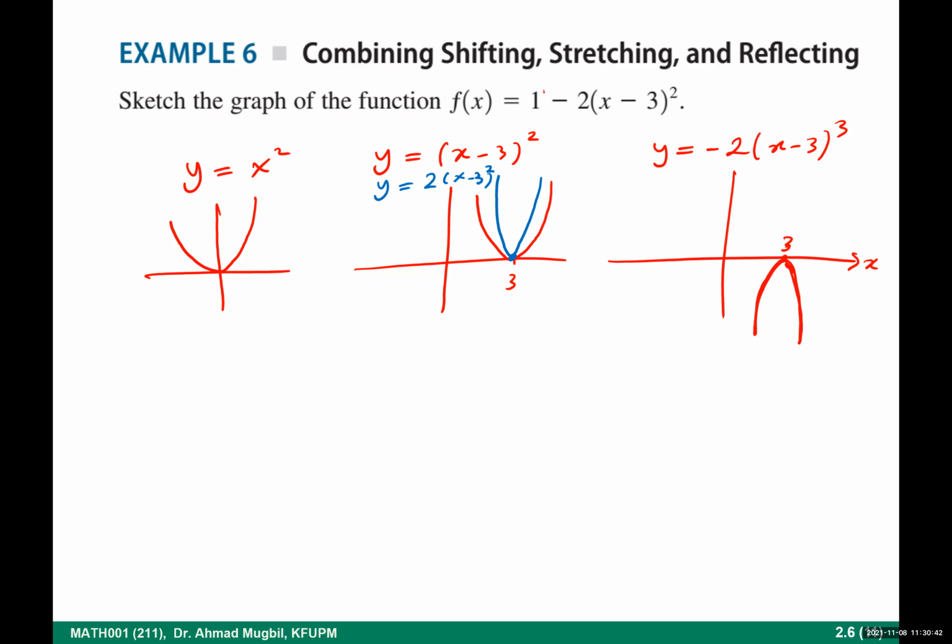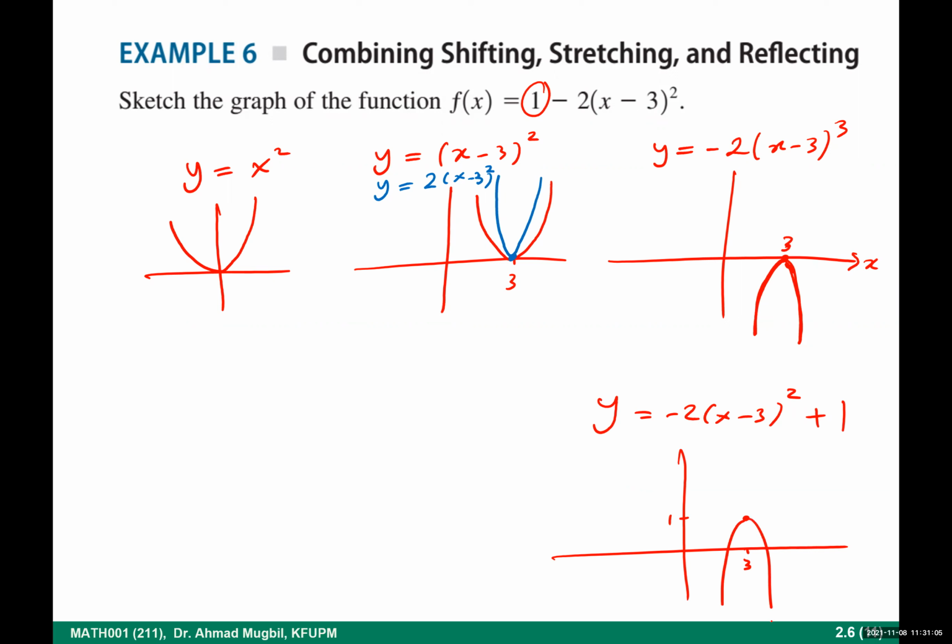What is the last step? We have adding 1. So we will add 1 to this function. Of course, you can write it on the right or on the left. The addition is commutative. Now, what we will have in this case? This point, which is 3 and 0, it will become what? It will become 3 and 1. Here it is, and the graph is the same.